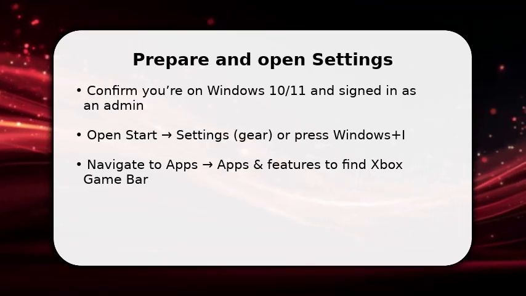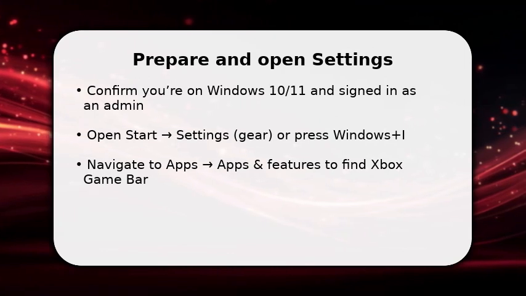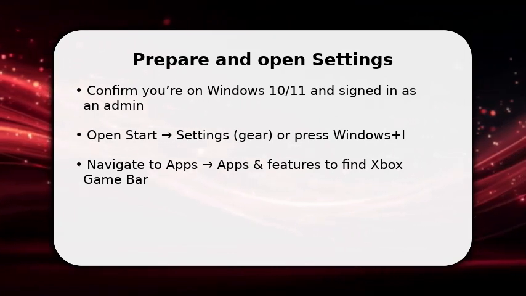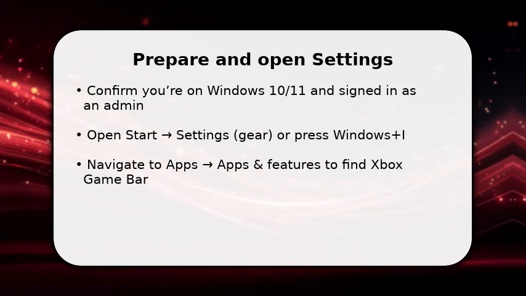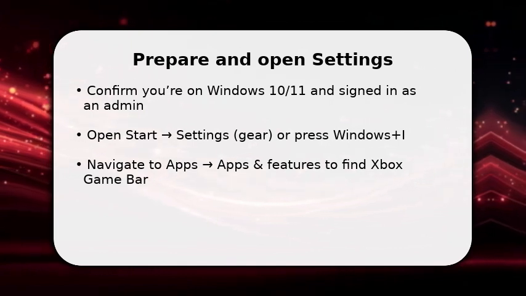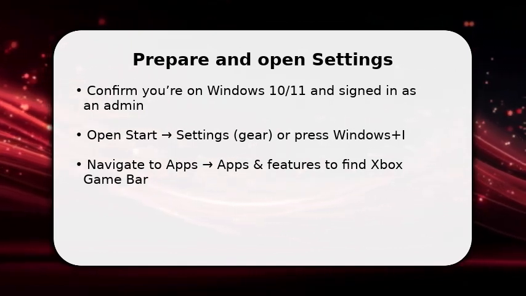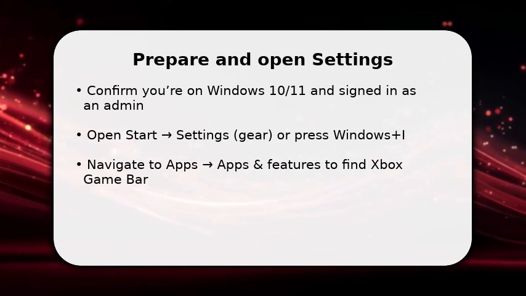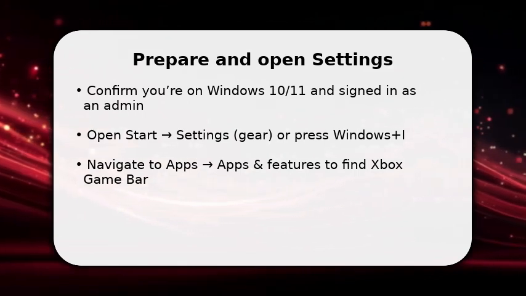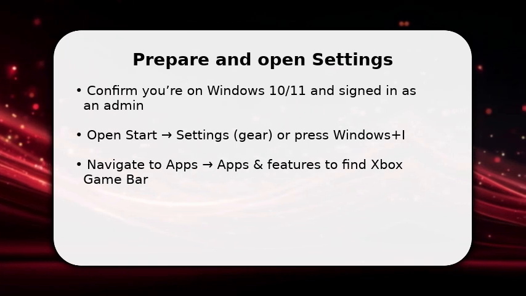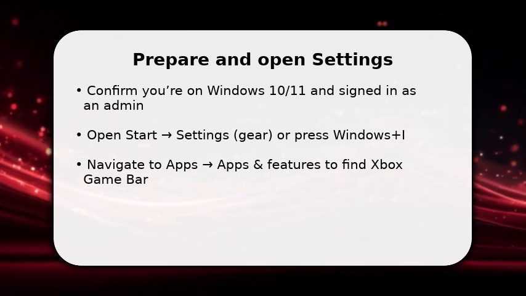You'll start by verifying admin access because uninstalling system apps needs it. Once signed in, open Settings with Windows plus I. This saves clicks. Next, go to Apps, then Apps and Features so you can locate Xbox Game Bar quickly. If you don't see it immediately, use the search box inside Apps and Features, type Xbox Game Bar.